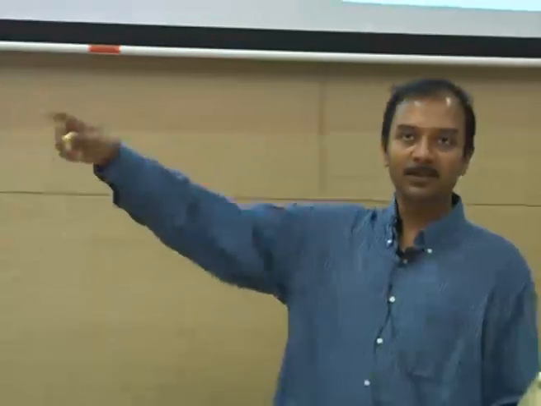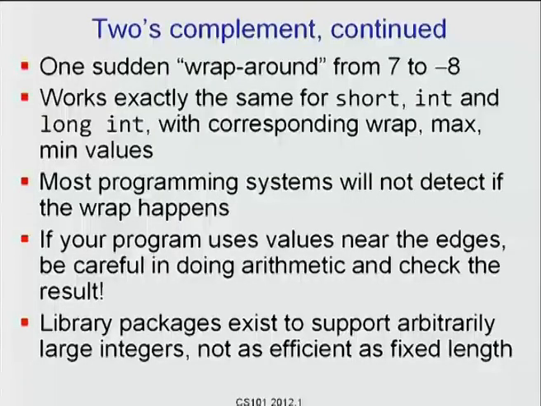And when you wrap around from large positive values to large negative values, the system will not detect it. You will not get any warning, there will be no exceptions thrown. So if your program necessarily uses values which are close to the positive or negative edge of the universe, you need to be very careful in doing arithmetic and checking for the results to make sure that unintended things are not happening. I'll give one example of that.